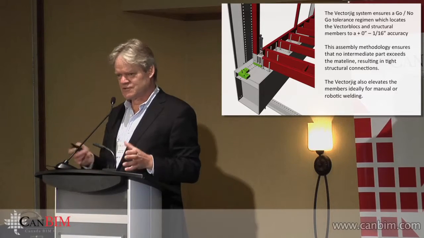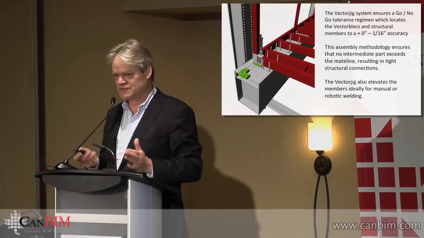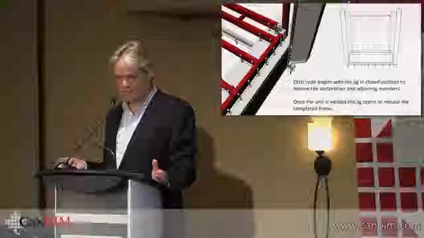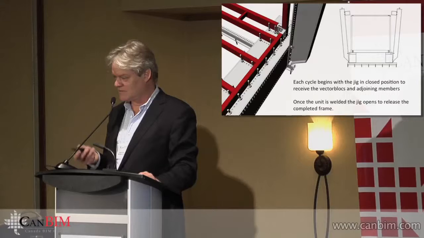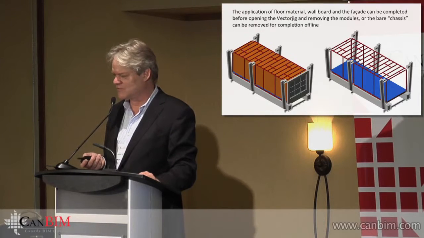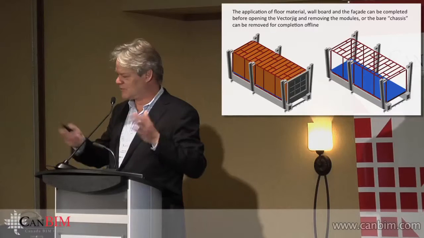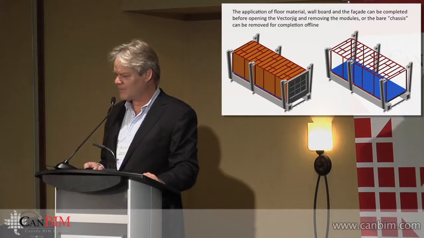The jig has a whole series of pins. The pins are deployed in order to control the position of the material, to make sure that no component ever exceeds the mate line. And the jig can open to release the modules. If you had enough of the jigs and you wanted to spend the money on that, and we think they're going to be relatively inexpensive, you can complete the modules in the jig. As you apply the wall board, the floor board, the ceiling board, any tension bracing you want to put on it, you lock in this perfectly square shape.